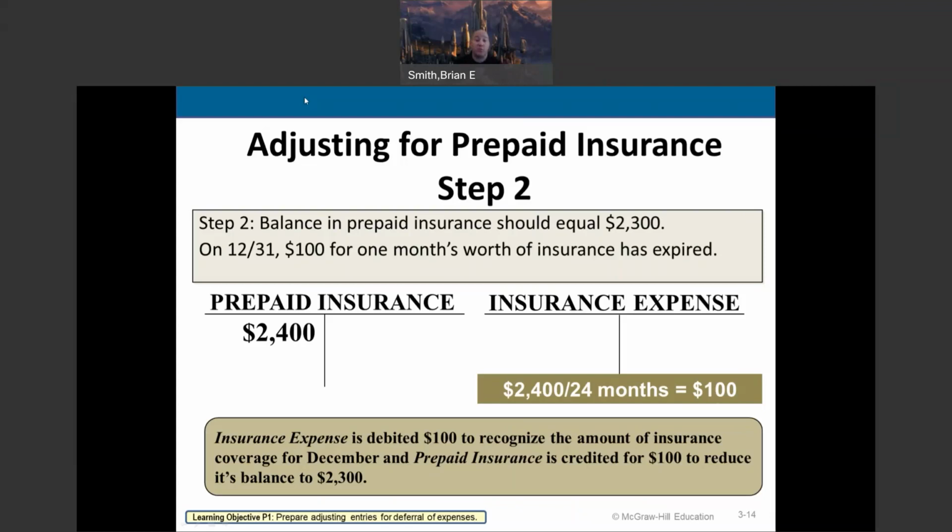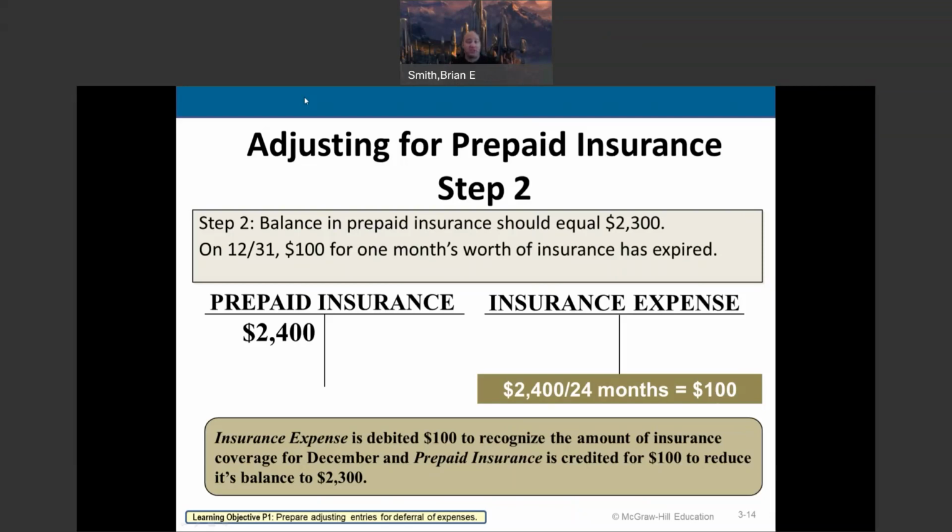Now here's another thing too. I'm glad I saw this here. Each adjusting journal entry is going to have only two accounts. One of them is going to be on the balance sheet, and one of them is going to be on the income statement. In other words, one of them is either going to be an asset, liability, or equity, and the other one is going to be a revenue or an expense every single time. Okay, so make sure that you understand that.